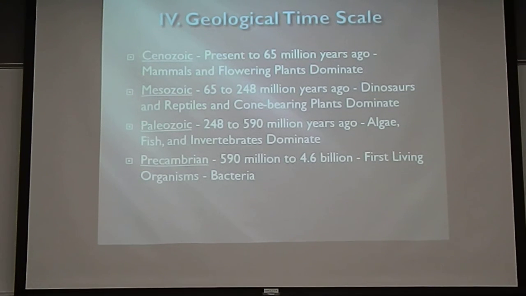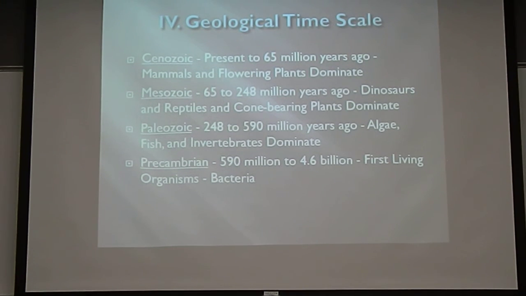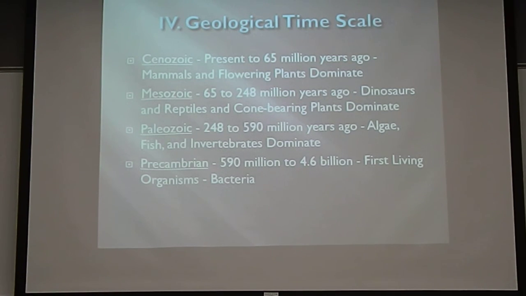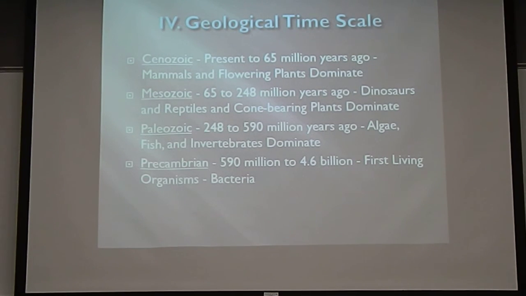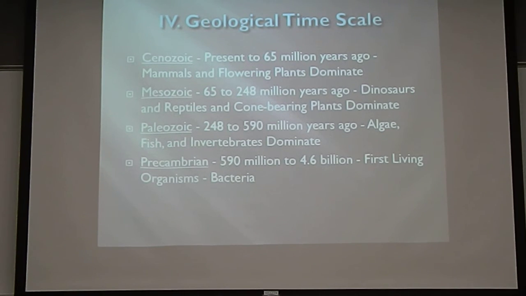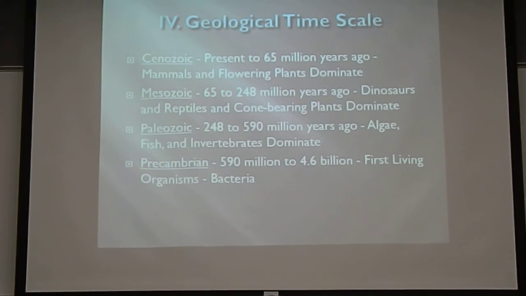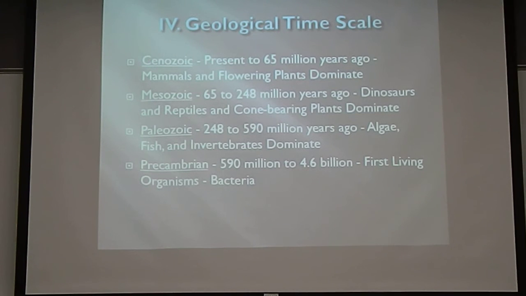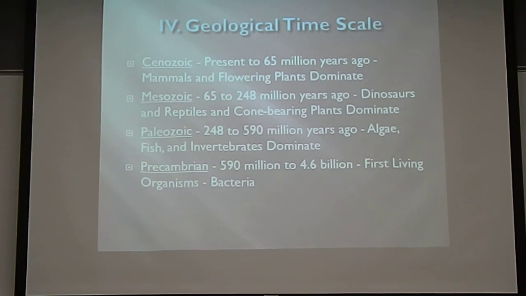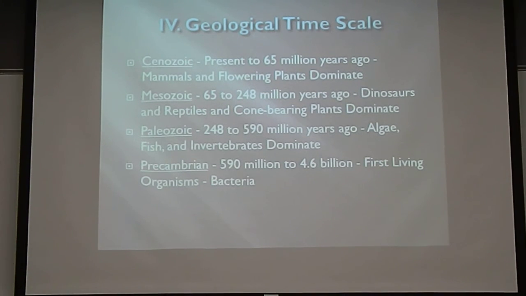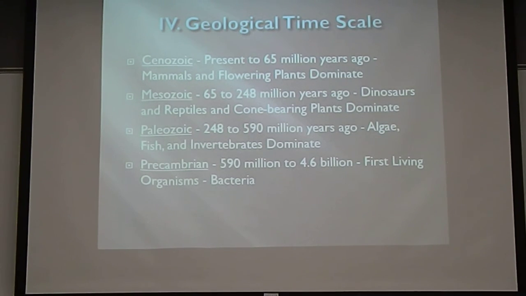So using the geologic time scale, there are 4 major geologic eras that have occurred during the time of the Earth. The Precambrian era was the one where there weren't many organisms. The first living organisms were like bacteria and small protists and things like that. The next era was the Paleozoic era, where algae, fish, and macroinvertebrates were dominant in the fossil record. The next was Mesozoic, and this is the age of the dinosaurs and reptiles, and cone-bearing plants were dominant.